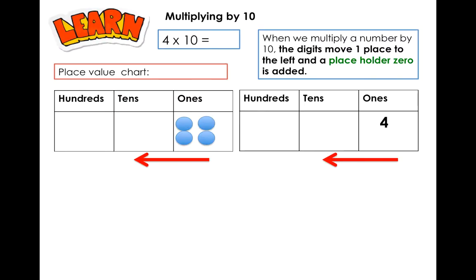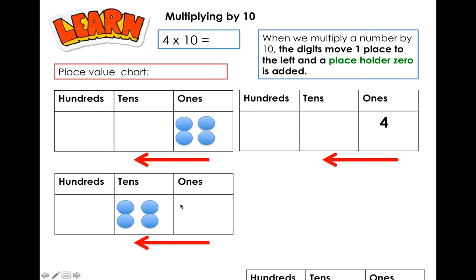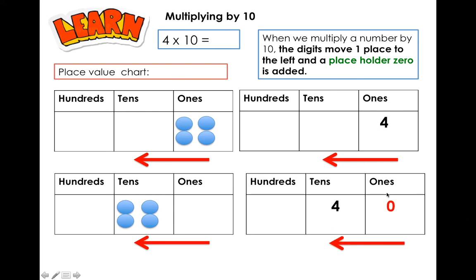Right, so the main lesson then, multiplying by 10. What we're going to think about today is the rule for multiplying by 10. I'm going to show you with an easy example to start with, 4 times 10. When we multiply a number by 10, the digits all move one place to the left. So my 4 in my ones column moves to my tens column. Now we can see in the ones column there's a gap, a space. To fill that space, we need to add a placeholder 0 into the column. So 4 times 10 equals 40, because I've added my placeholder 0 onto the end.